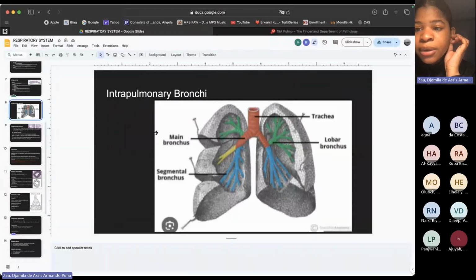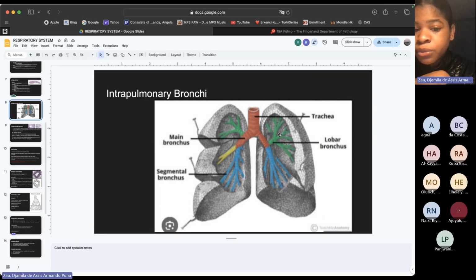Now we're going to talk about the lung, or dive into the lung. As you guys know, we have the tracheal tree, which starts with the trachea, and then we go to our bronchus. We have our main bronchus that separates into our right and left lobes. From each main bronchus, you then have your lobar bronchus, because you know that the lungs are divided into lobes. And then we have our segmental bronchus, which is for each segment of the lung.